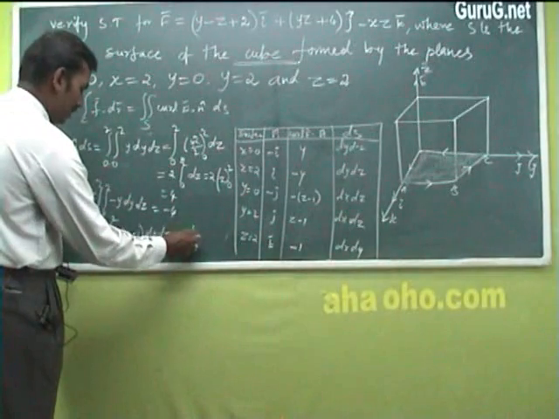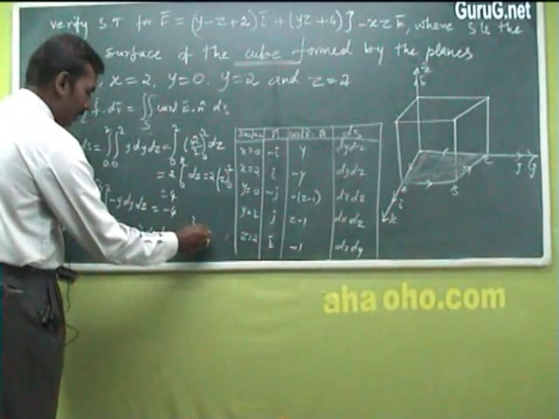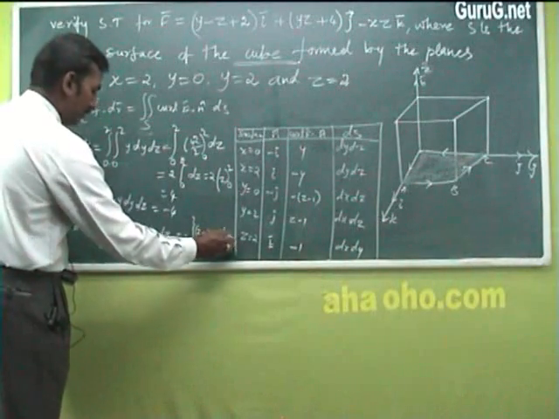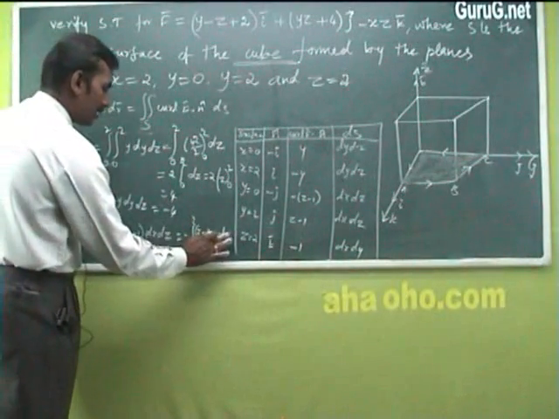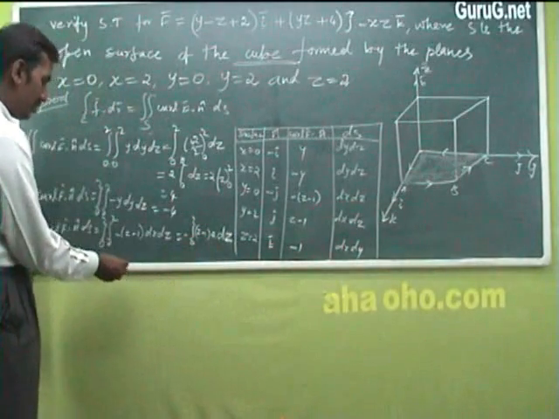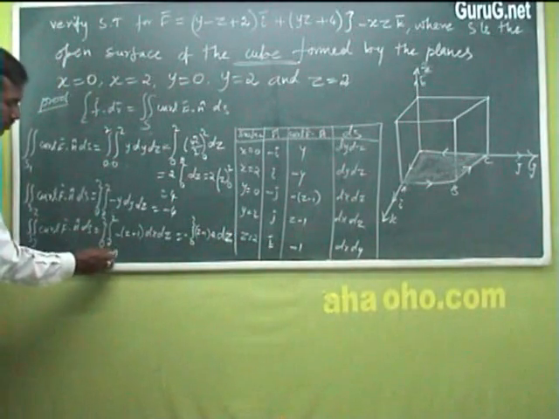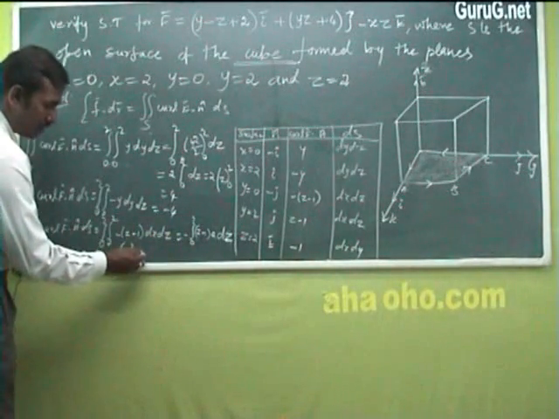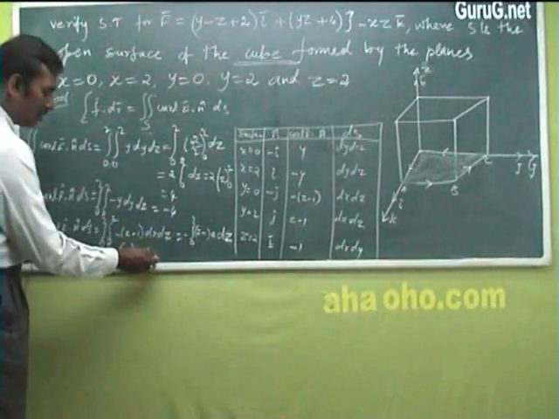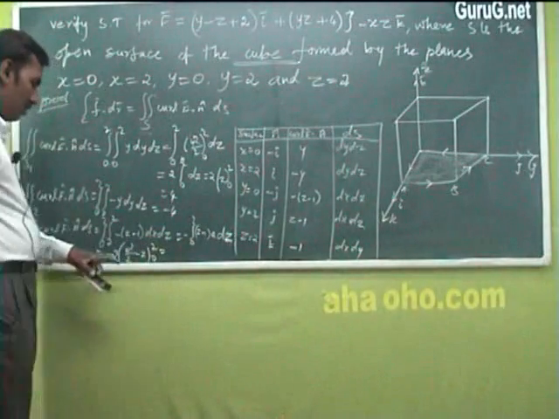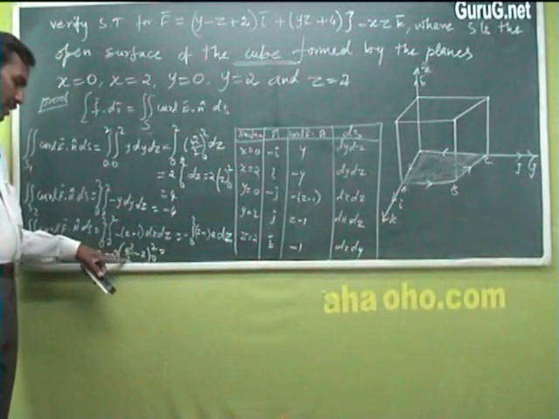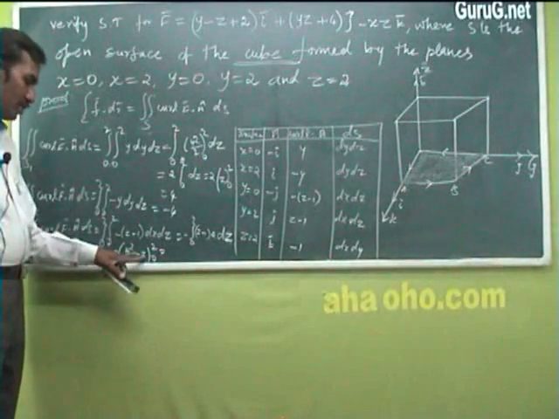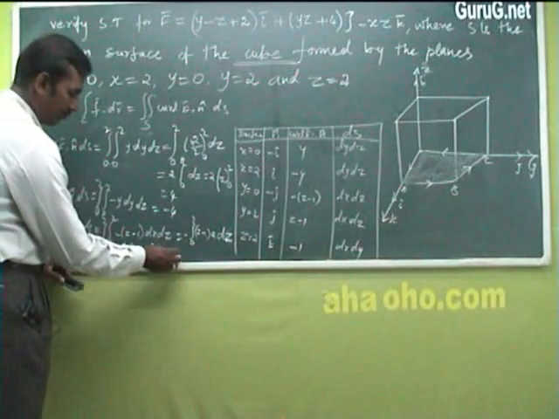We take minus outside, so 0 to 2, (z minus 1) into x, so 2 into dz. So minus 2 into, z squared by 2 minus z, 0 to 2. Then I have 4 by 2, 2 minus 2, 0. Yeah.